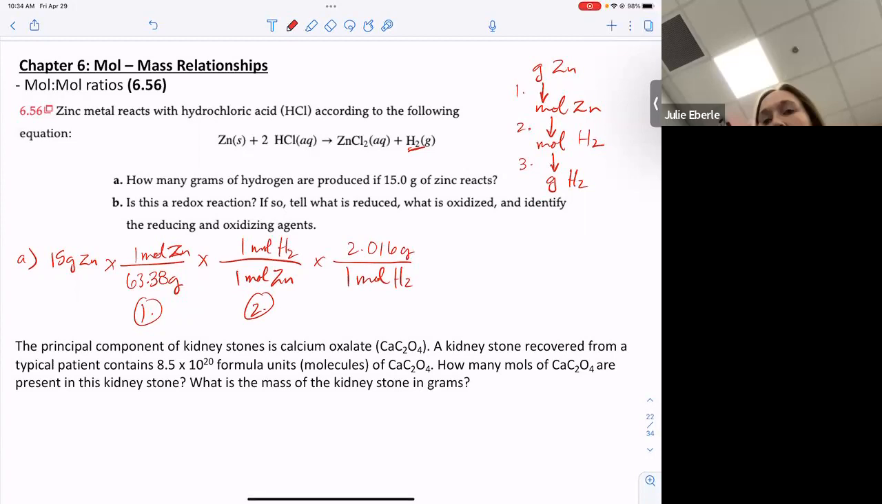So somebody calculate this. 15 divided by 63.38 times 1 times 2.016. What do you get?